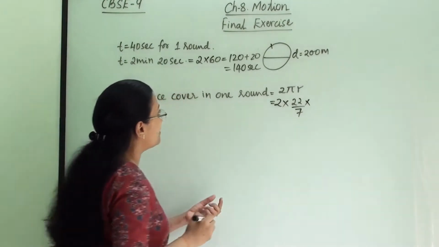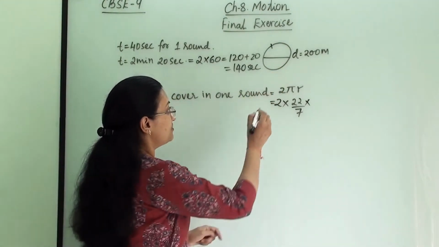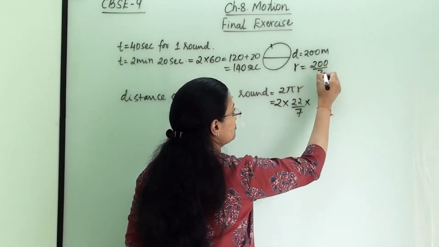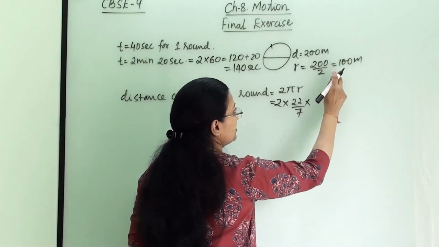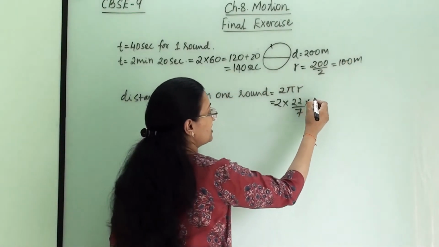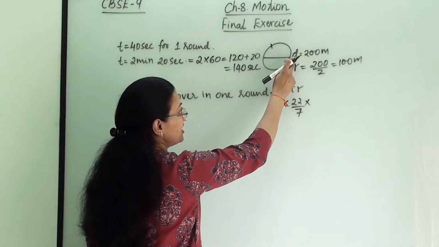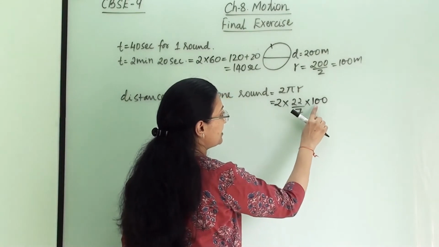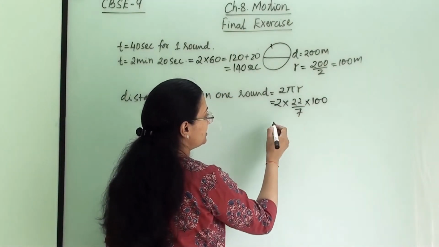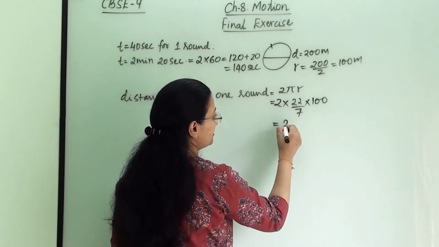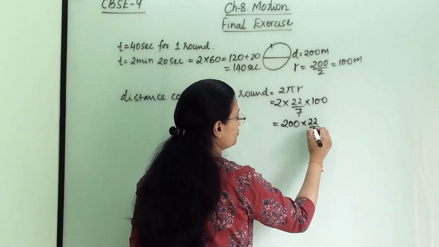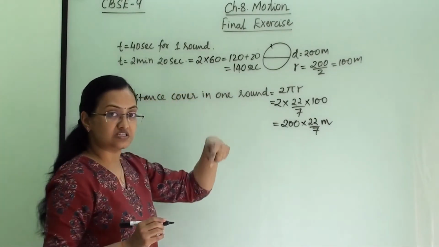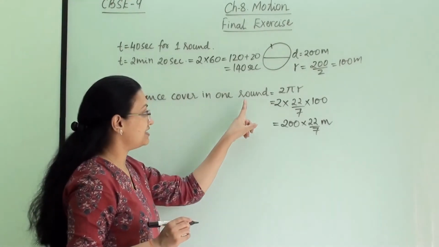into r. Now here they have given the diameter. So from the diameter we will get the radius of the circle, that is 200 divided by 2, and we will get 100 meter. So 100 meter is the radius of this circle. They have not given the radius, they have given the diameter, so from that we have found the radius. So here we will write 100, as r is the radius. So 2 into 100, we get 200 into 22 by 7 meter will be the distance for one round. That much distance he covered in 40 seconds, in one round.